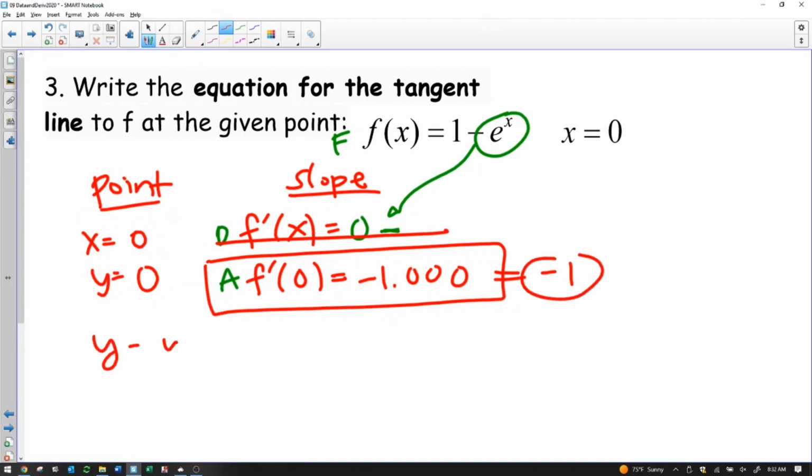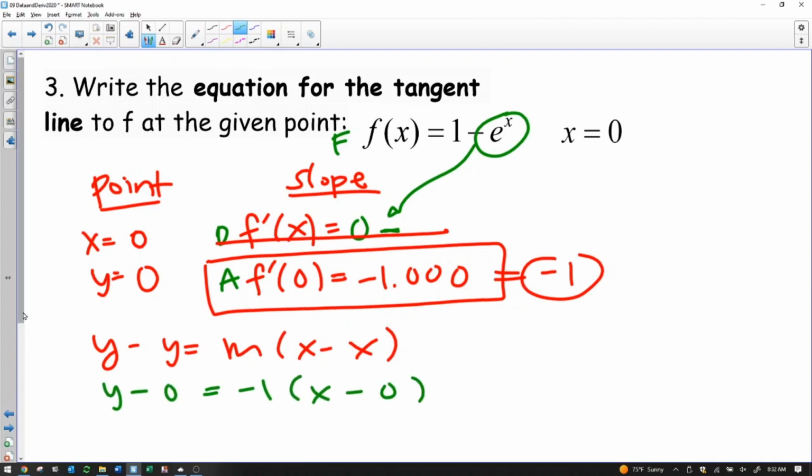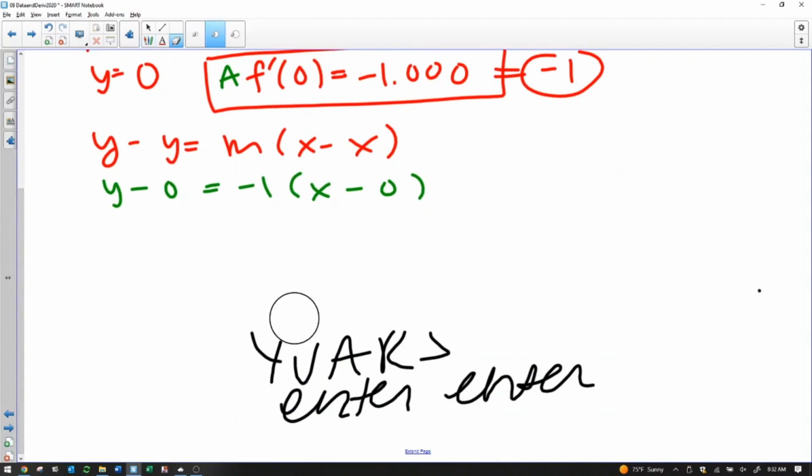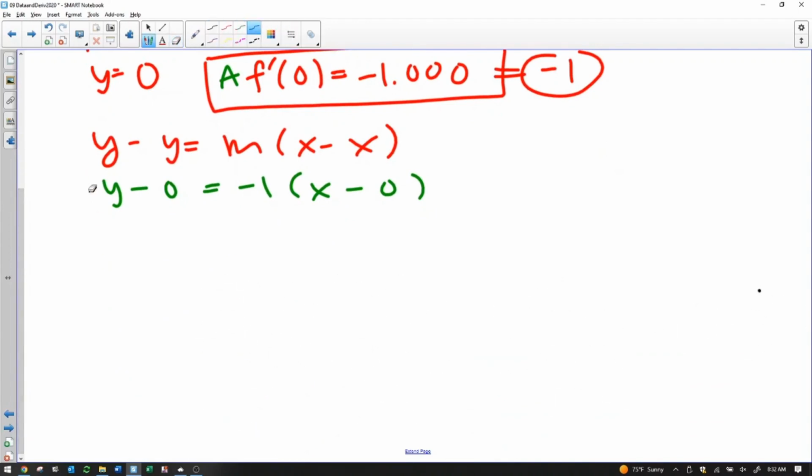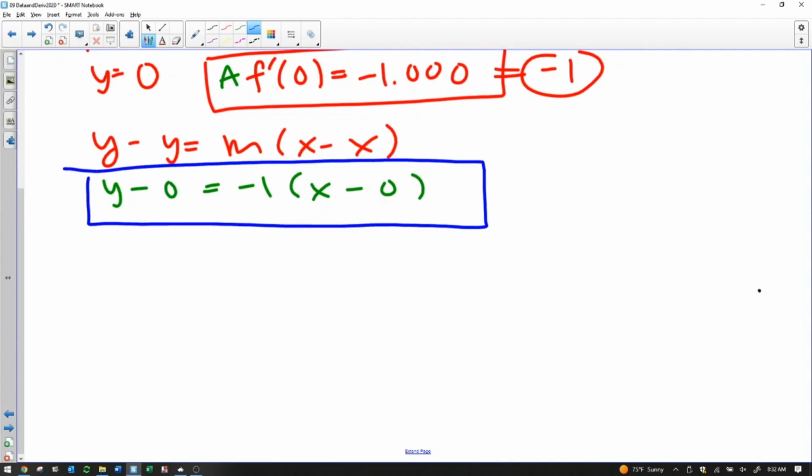Then you go to the point slope formula, and you say y minus y1 is equal to the slope times x minus x1. And that is a great answer. You can leave it just like this. If you simplify it, the answer would be y equals negative x. If you leave it like this, I will count it correct, not because I'm happy with that answer, but really because I'm testing you on your calculus. And if you get that far, I'm like, you know your calculus.